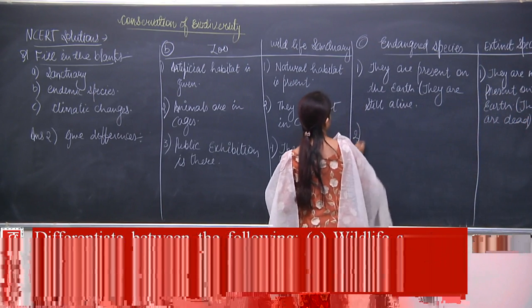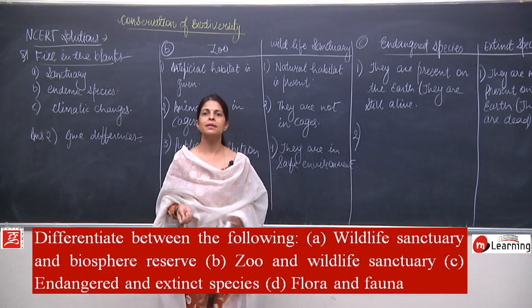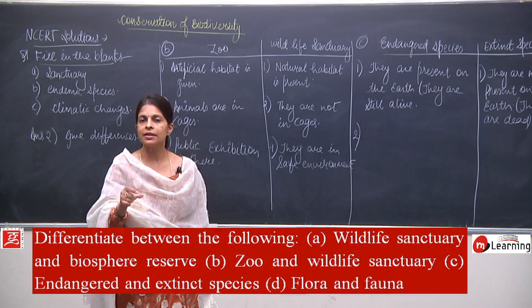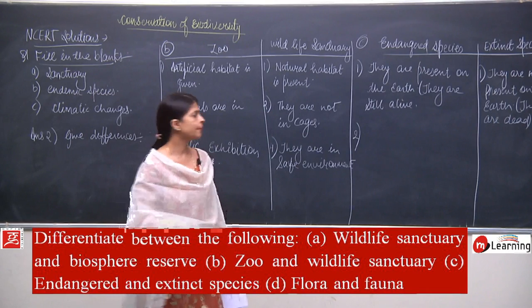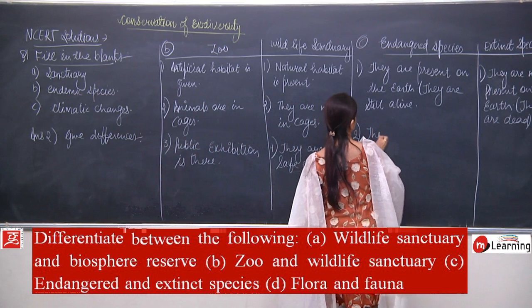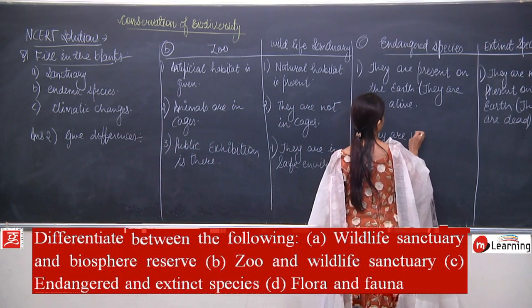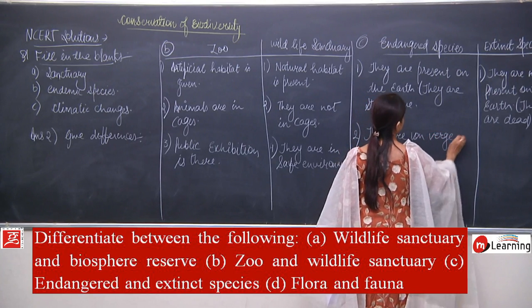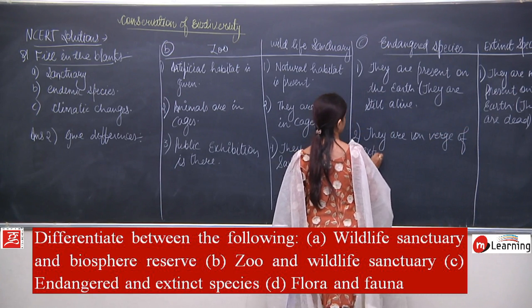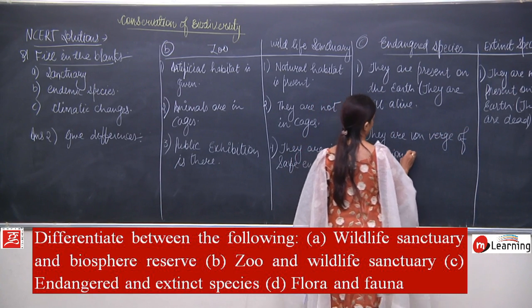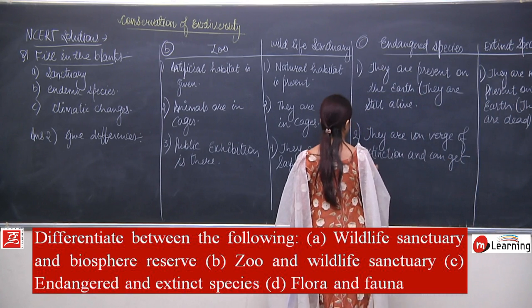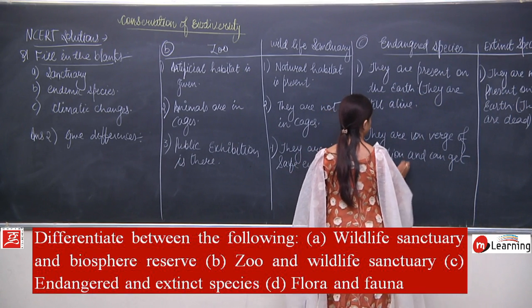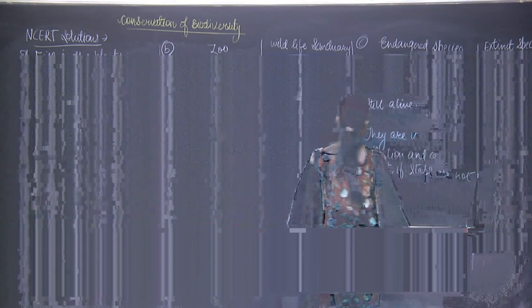Now, endangered species are on the verge of extinction. That means they are on the door of extinction. That means if the steps are not taken, they will come to a position of what? They will get extinct. So they are on the verge of extinction, and can get extinct if steps are not taken.